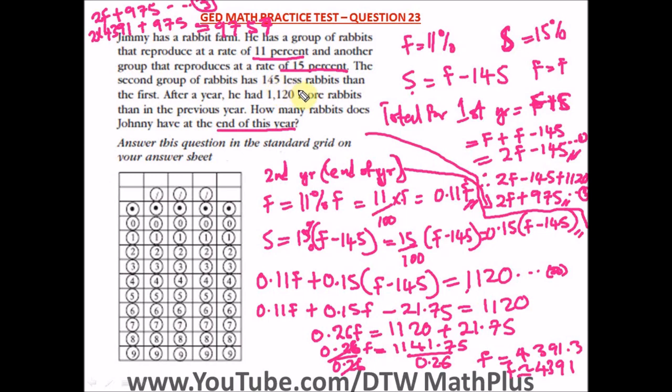And what will be our answer here? Okay, we're to answer on the standard grid. So all we need to do is write it down here. So we have 9757. From here we shade: this is 9, this is 7, this is 5, and this is 7. So this is how we shade on our standard grid, and this is our answer for question 23.